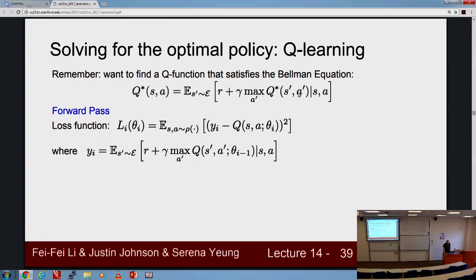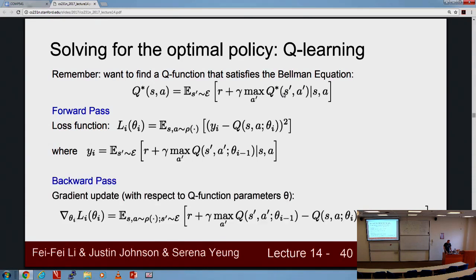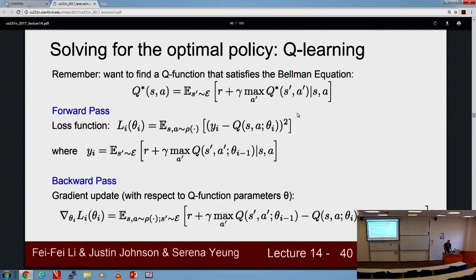So once you basically make the thing here your target, the problem resembles a supervised learning problem, right? S and A are inputs, and the expected reward plus future value is the intended output that the Bellman optimality equation would satisfy. So you tweak the parameters of your Q to get its value to more closely resemble the target. And then the backward pass consists of the gradient update for the thetas. This gradient update gets the Q values closer to their intended targets as indicated by the Bellman optimality equation.